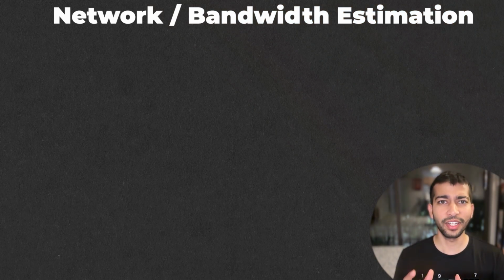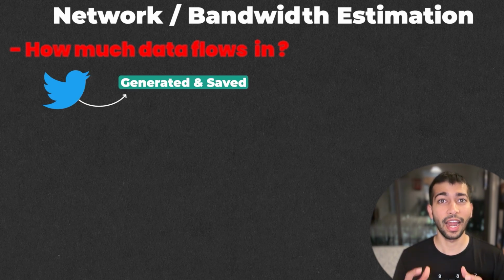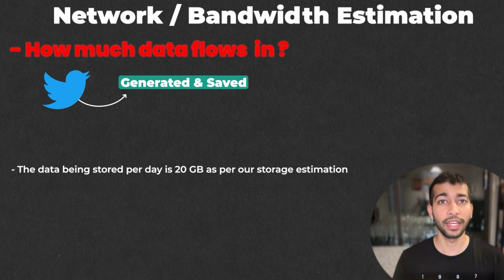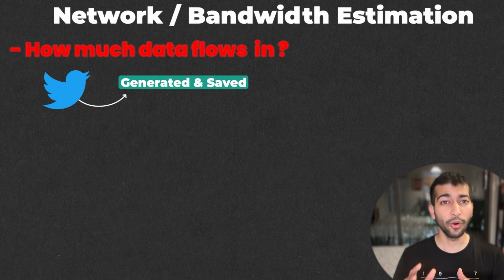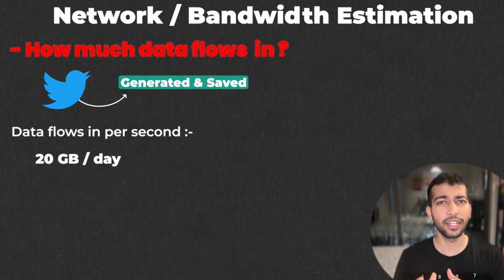First up, let's figure out how much data is flowing into our system. This is all about the tweets being generated and saved. Now, we know that the data being stored per day is 20 GB as per our storage estimation. So the amount of incoming data per day is 20 GB per day. Now let's break it down to how much data flows in per second. It is very easy to calculate this one.